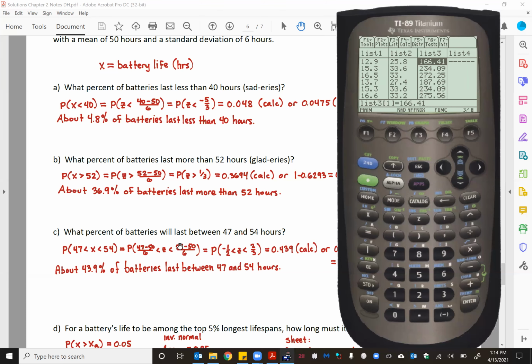All right, the third question, what percent of batteries last between 47 and 54? This was a little bit trickier on the formula sheet, but it's not any trickier at all if you are using the calculator, because this just means you have a lower and upper bound both given. We put in 47 for the lower, 52 for the upper, keep my mean and deviation. I should get an answer of about 0.439, which I did not.